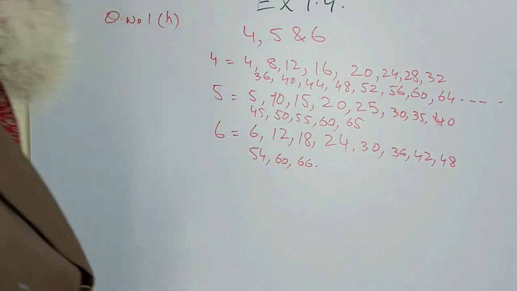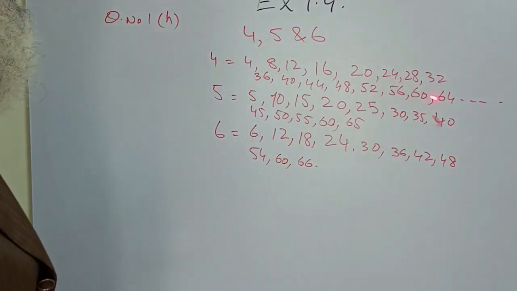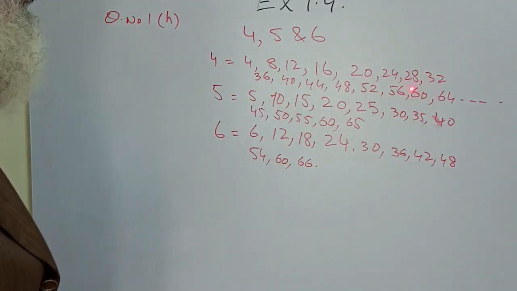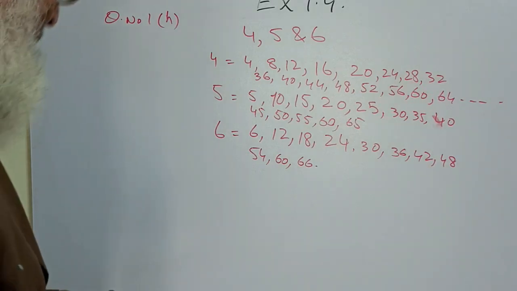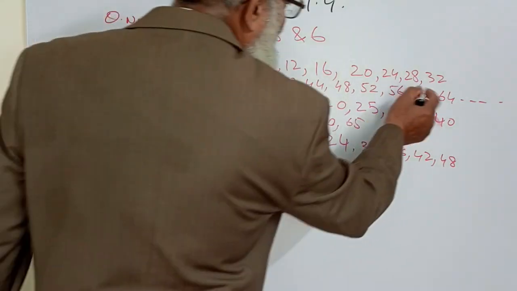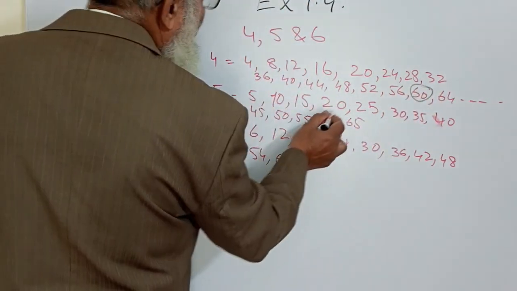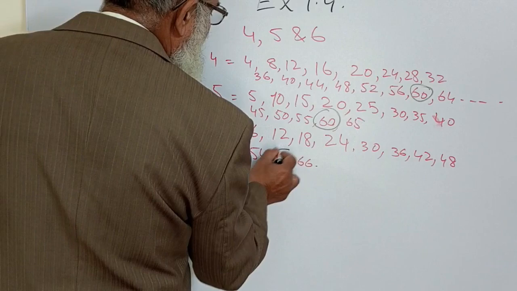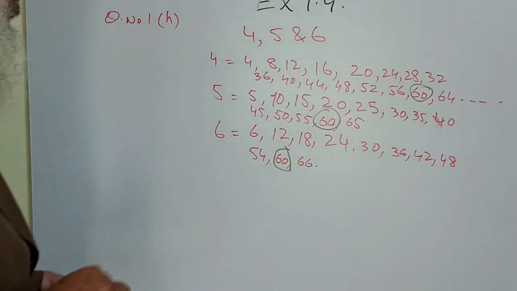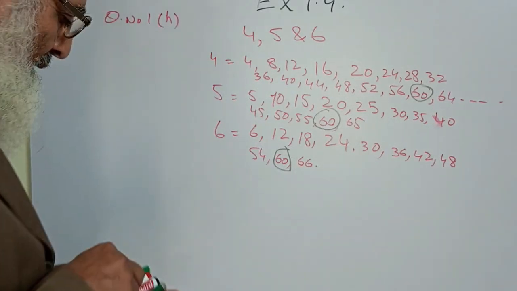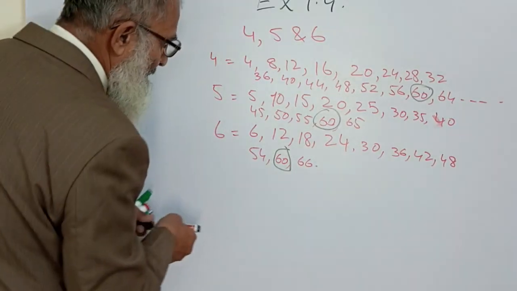Now at a very far stage, I got at least one common multiple over here, and that is 60. 60 in 4, 60 in 5, and 60 in 6. So you see that after a long calculation of multiples, at least we are able to get one common multiple, and that is 60.